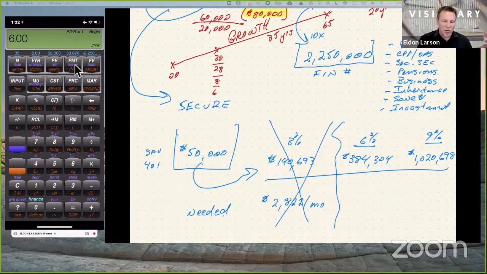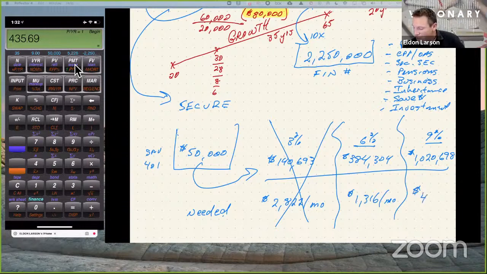At 6% growth on money, they'd have to save $15,000 a year, or $1,316 a month. At 9%, and this blows people away, it's $430 a month to be financially independent. Most people are already doing this. They're saving $200, $300, $400 a month, and their employer's putting in. And now they get excited.